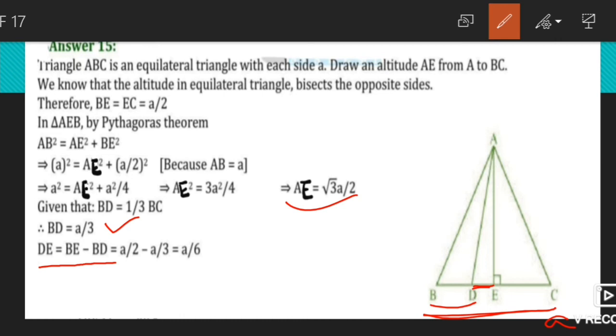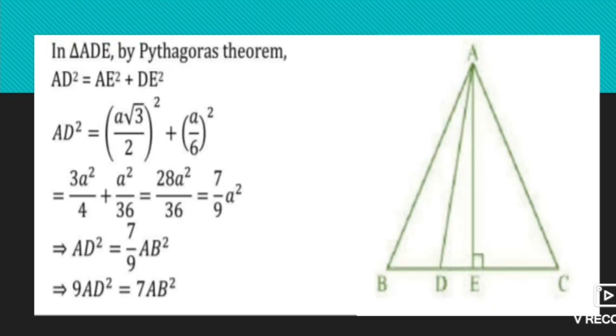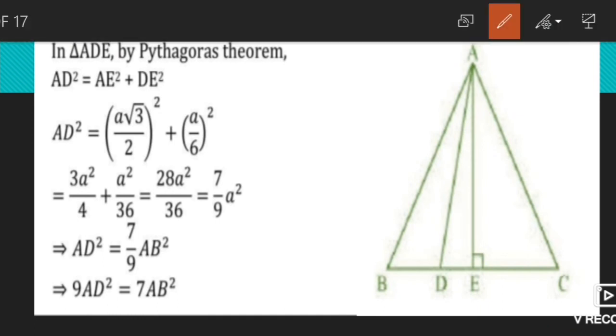Look at the figure, you can understand. BE is given as A by 2, BD is given as A by 3. So DE will be A by 2 minus A by 3, that is A by 6. Now if you take triangle ADE, this triangle, this is also a right angle triangle and you can use Pythagoras theorem. So it will become AD square is equal to AE square plus DE square.